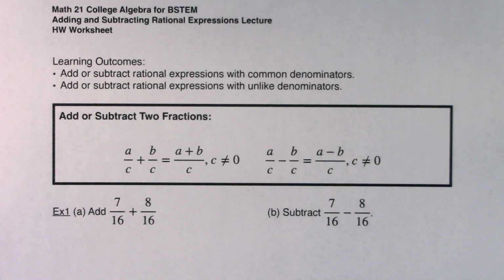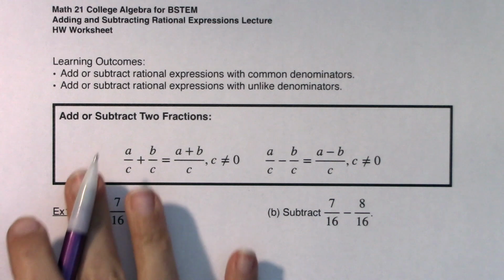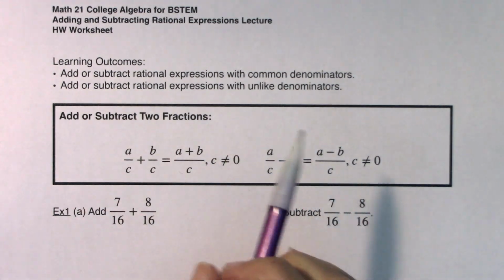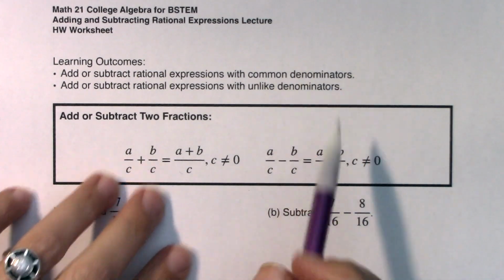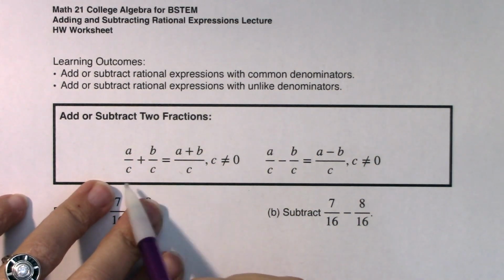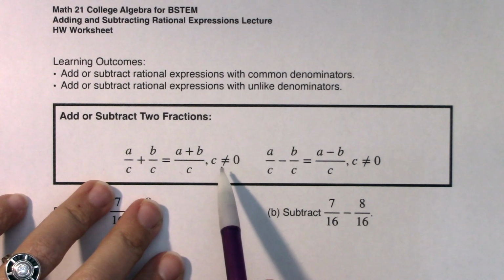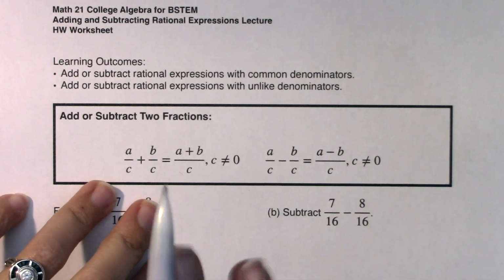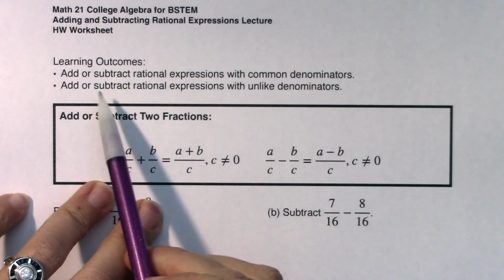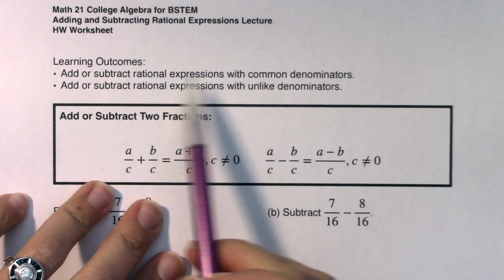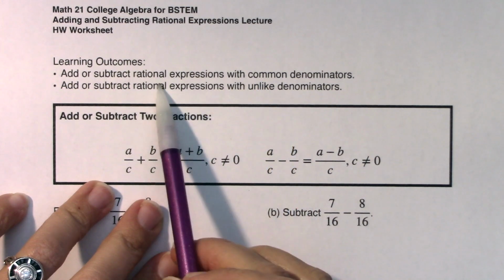Folks, let's take a look at how to add and subtract fractions. And we're gonna start this lecture by looking at adding and subtracting fractions where we have numbers in the denominator. And then we're gonna bump up and add and subtract fractions where we have variables in the denominator. And we're gonna start by adding and subtracting rational expressions.